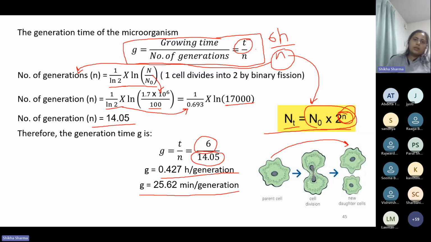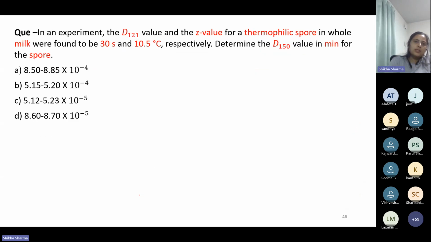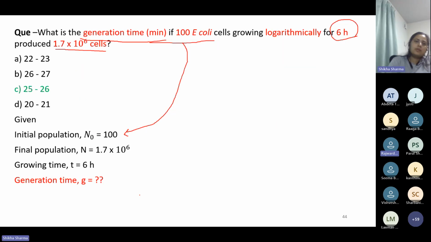So is this question clear? Yes, ma'am. Okay, thank you. Next, we are moving to another numerical problem. Ma'am, can we go to the back slide? I have a query.